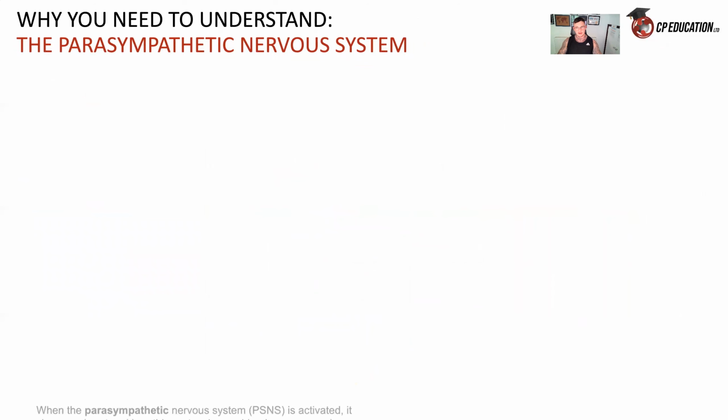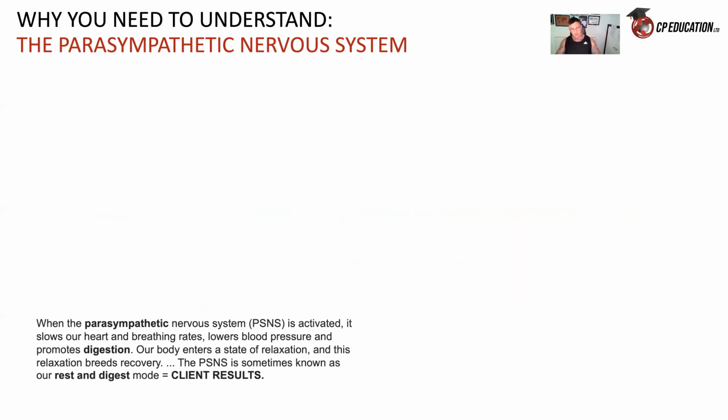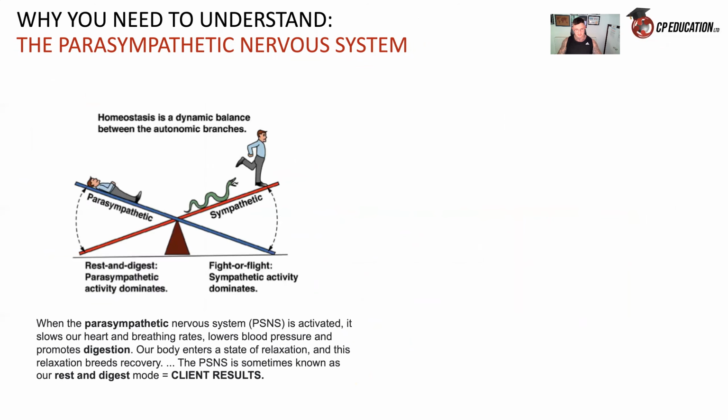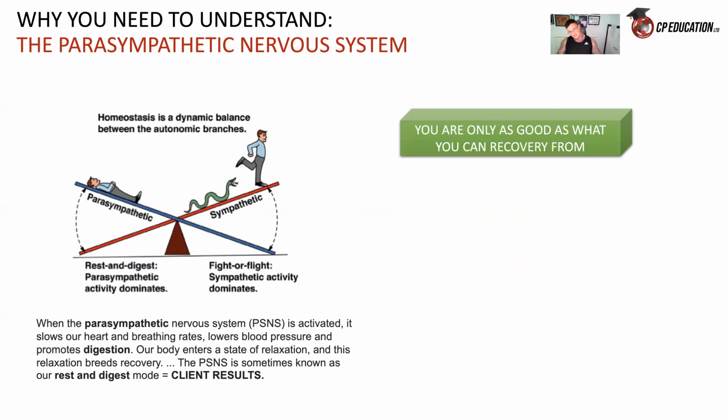Right, so you've got the parasympathetic nervous system. When the parasympathetic nervous system, so PSNS, is activated, it slows our heart rate and breathing rates, lowers blood pressure and promotes digestion, putting our body into a state of relaxation. And this breeds recovery. The PSNS, I can never say that word, mate. PNS, I always say PNS because it's easier. It's sometimes known as rest and digest mode. So basically, this is client results.